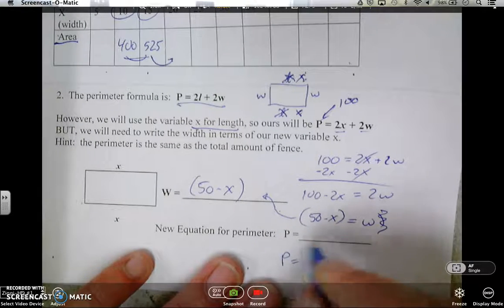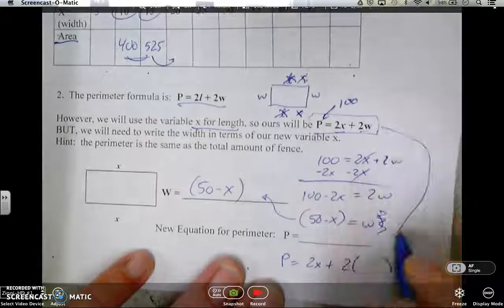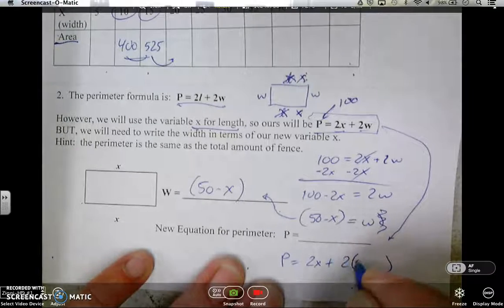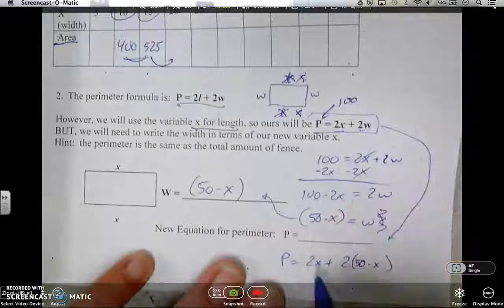So your perimeter equation would have been 2x plus 2w, but instead of w, we're just using this formula, so we put 50 minus x. Again, the advantage here is now we no longer have length and width, we have just one equation with just x.